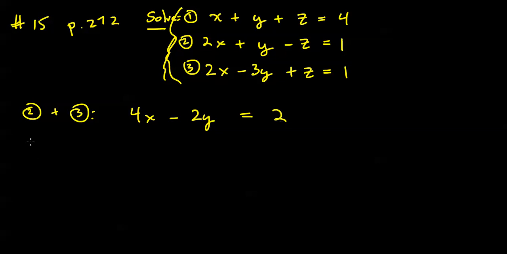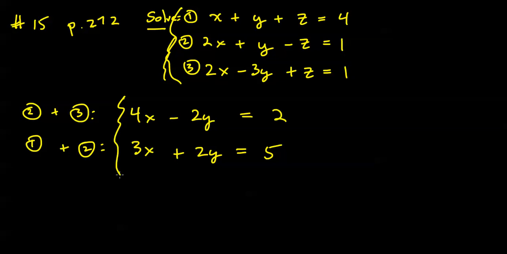And I see if I add equations 1 and 2, I can also eliminate the z variables, right? They are opposite z coefficients in equations 1 and 2. All right, adding equations 1 and 2, I get 3x plus 2y equals 5. So here is my resulting 2 by 2 when I eliminate the z variables. Well, this turned out nice.